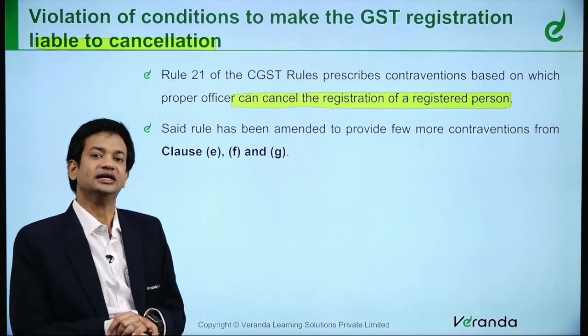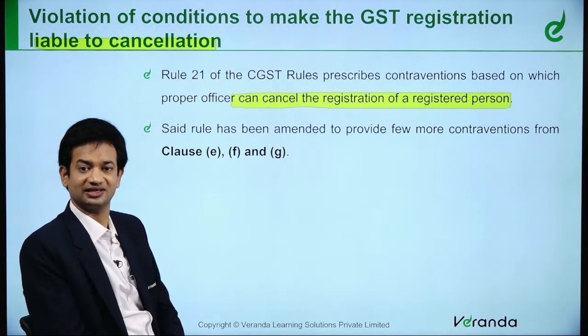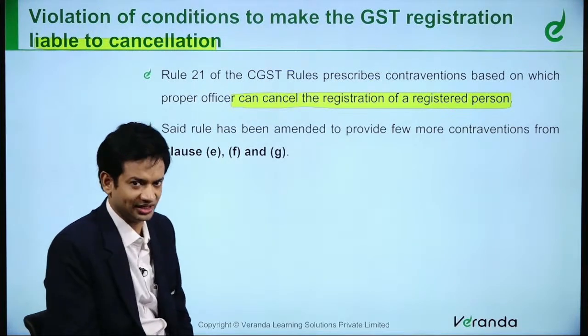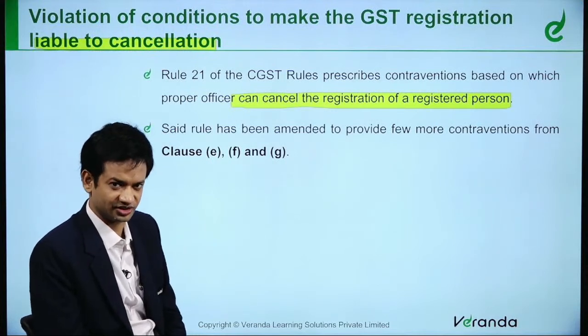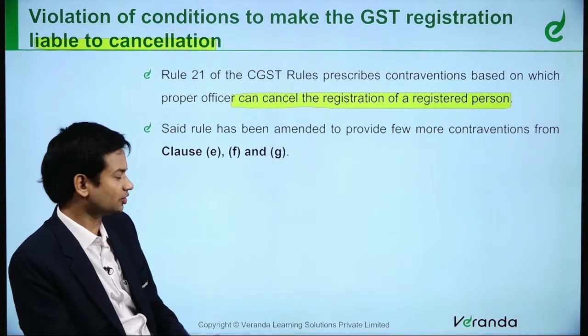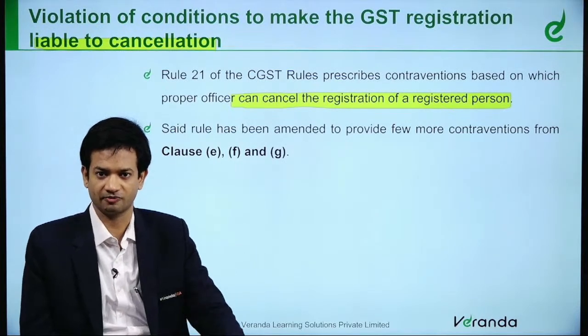I repeat, if someone contravenes the provisions of the GST law, the registration can be cancelled. Already there is a list. In the list, the last clause is prescribed contraventions. In that there were 4 contraventions. Now a further 3 have been added, E, F, G. So what are those contraventions? If they do, the registration will be cancelled. Let's see.